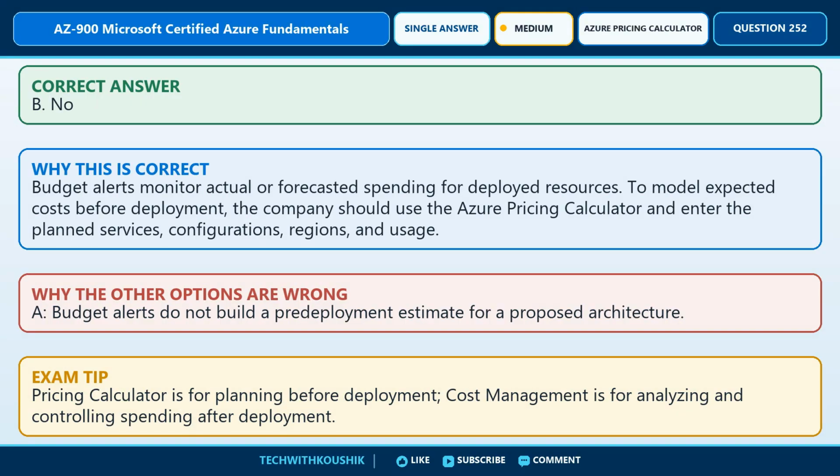Go with option B, no. The main reason is budget alerts monitor actual or forecasted spending for deployed resources. To model expected costs before deployment, the company should use the Azure pricing calculator and enter the planned services, configurations, regions, and usage. Let's quickly check the incorrect choices. A, budget alerts do not build a pre-deployment estimate for a proposed architecture. A helpful shortcut is this. Pricing calculator is for planning before deployment. Cost management is for analyzing and controlling spending after deployment.